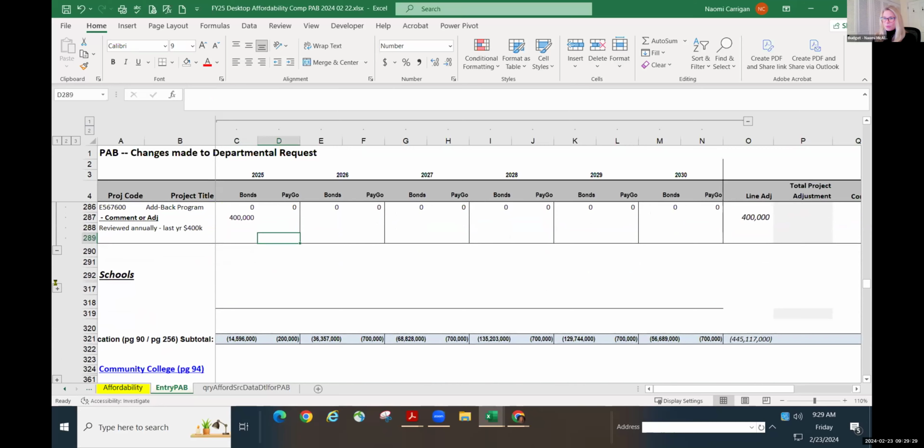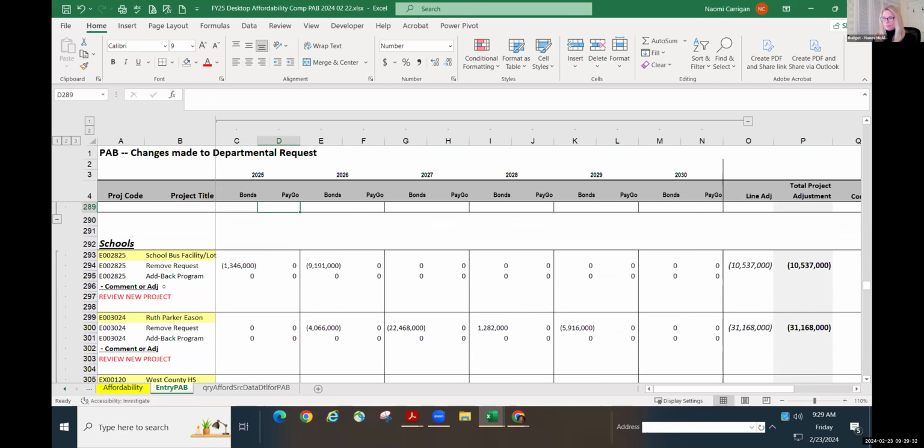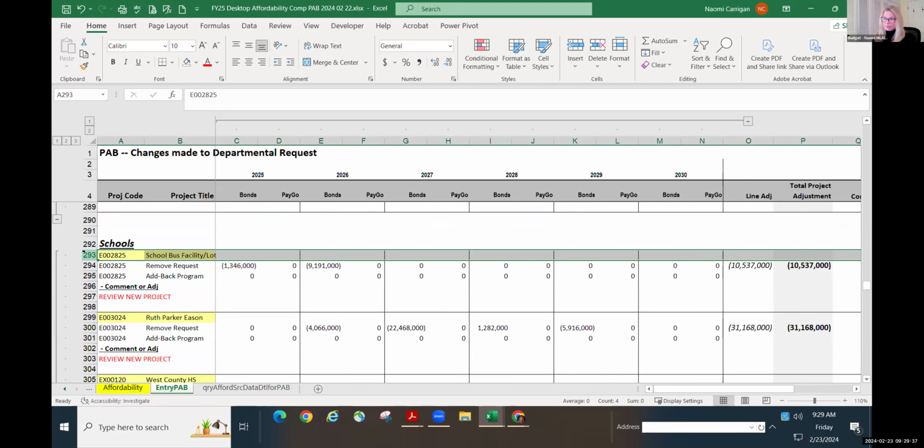Now we're going to move on to the schools. We're going to start with the new capital projects. The first one is that school bus facility lot. That capital project is requesting $10.5 million in total. And as mentioned by David Braun earlier, there is a potential property that may be able to be utilized or purchased. That funding resides under a different capital project. And this is for the design and construction of the building that will go on that property.